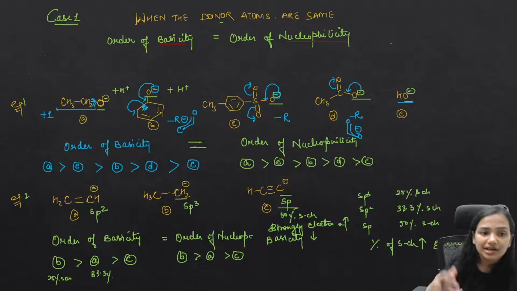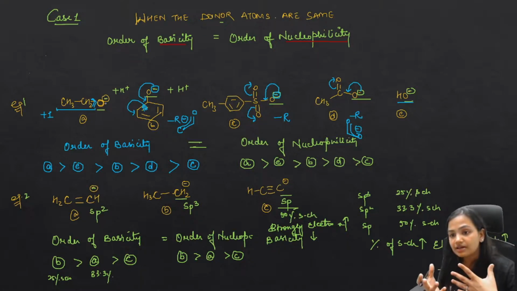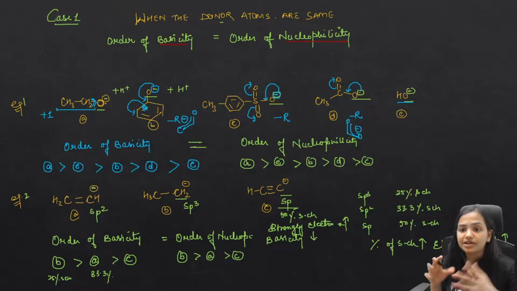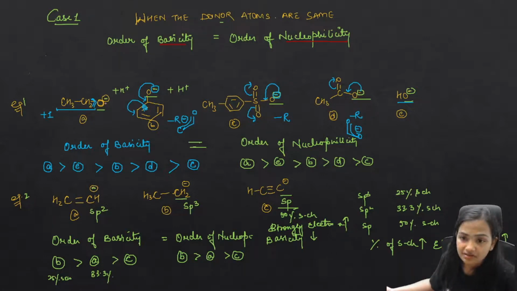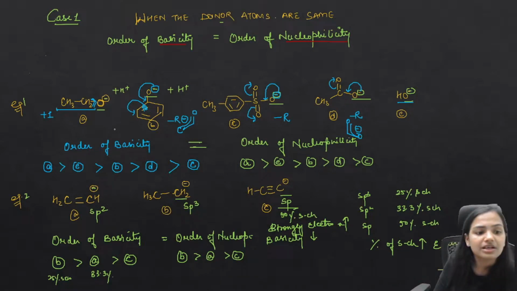When the donor atom is the same, the bond formation, the number of orbitals taking part in the bond formation, and the period and group are not going to make any difference. Ultimately it's the same element, same period, same group. Everything is the same. So we first focus on the basic strength. If you get this order for the basic strength, this will be the order for the nucleophilicity. This is the example which I have taken.